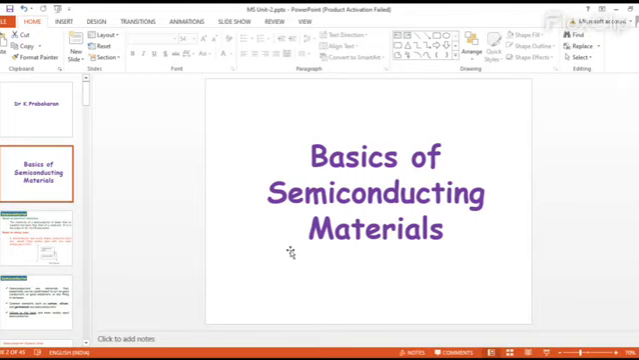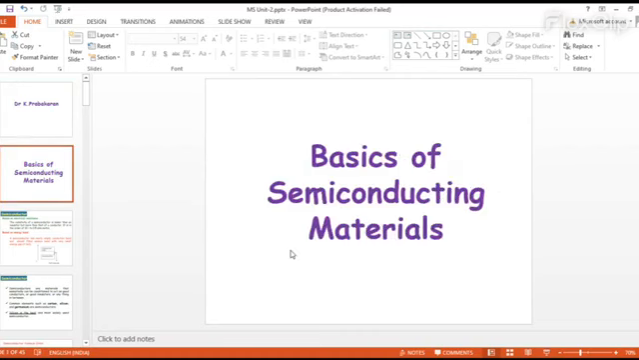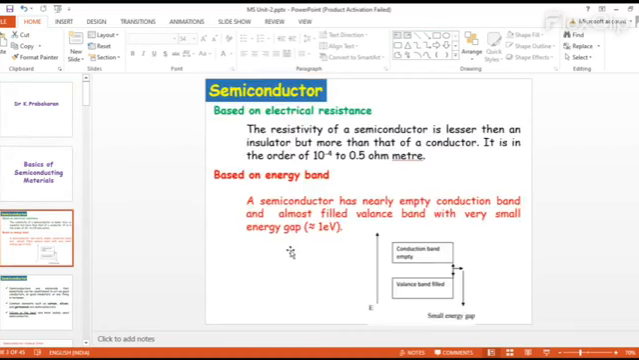Today we are going to discuss the basics of semiconducting materials. Semiconductors. Based on the electrical resistance, the materials can be classified into three types: conductor, semiconductor, and insulator.